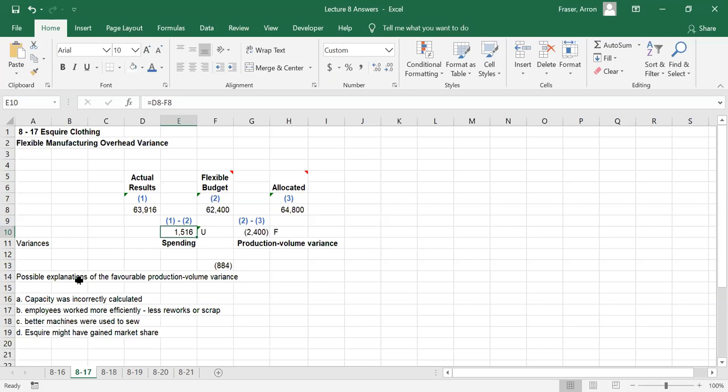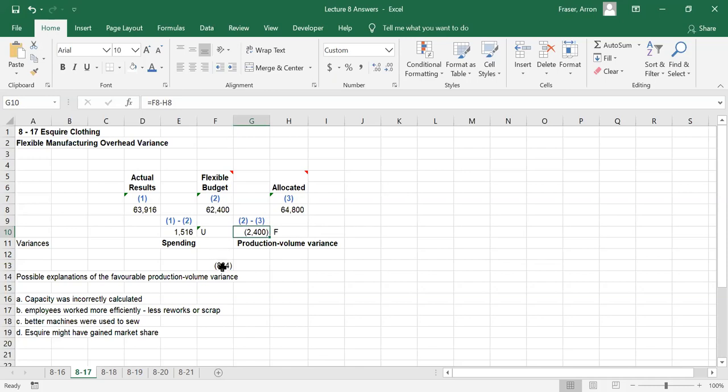And then when we look at the production volume variance, it would be the flexible budget minus the amount we would allocate. In this case, the flexible budget is less than the allocated, meaning that in our accounts, we would have recognized $64,800. But in fact, when we flex the budget, we should have only incurred 62,400. So we will have a favorable variance of $2,400.